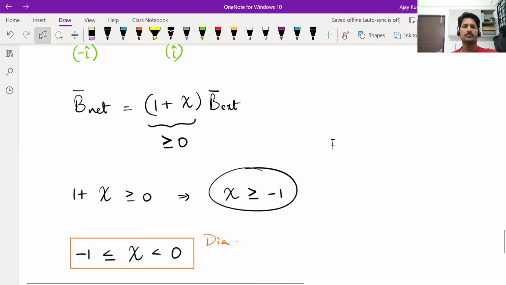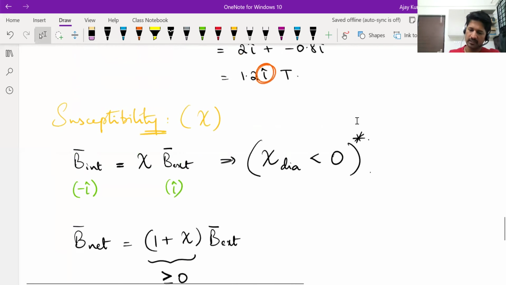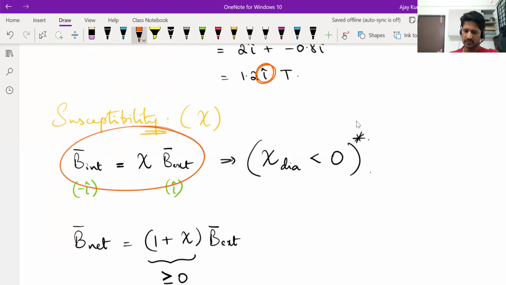So the negative value arises from the fact that the internal field opposes the external field. Chi is the proportionality constant between internal and external fields. If you want them to be in opposite directions, then this has to be a negative term. So the susceptibility of diamagnetic substances will be negative, but it cannot be less than -1.